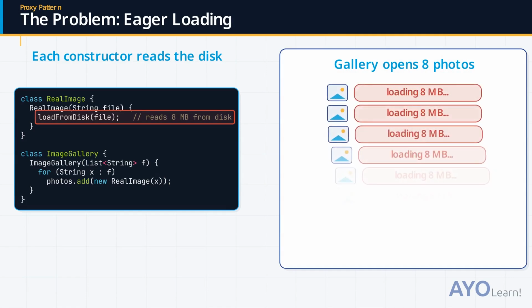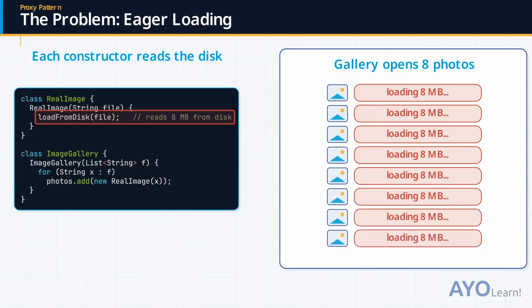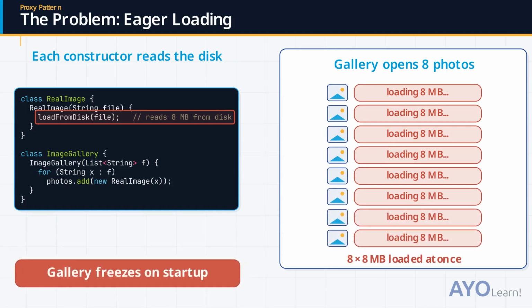Each real image reads its full file from disk right inside its constructor. Watch the "loading 8 megabytes" labels pile up. The gallery freezes on startup, even though most photos are never viewed.